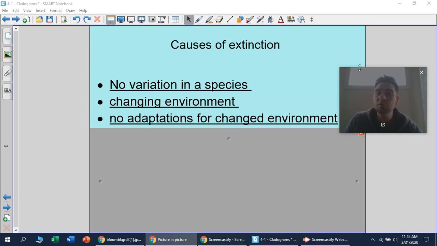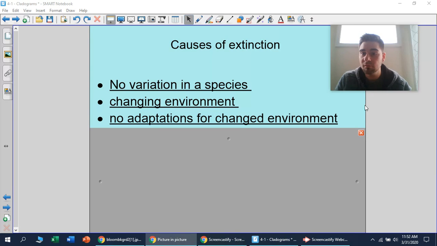Or you could have a changed environment, right? The environment changed, and what you end up lacking is adaptation, rather. Okay, so this is basically the same idea. If you're not adapted to this new environment, then you may die off.